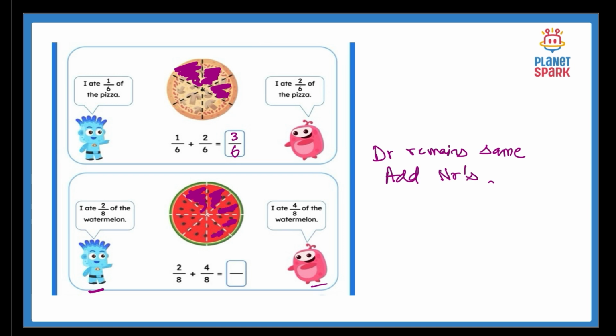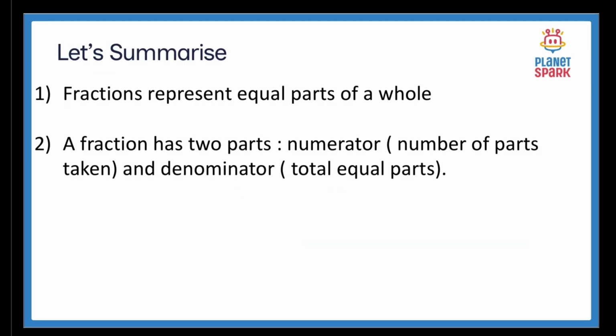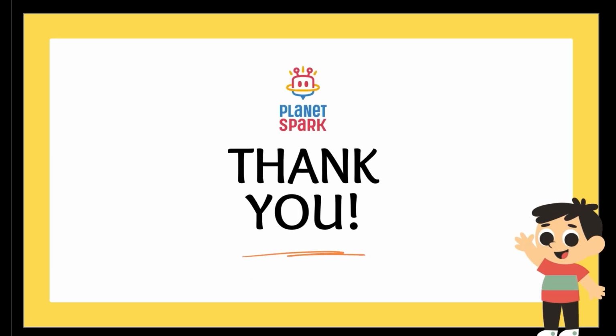Now the next one: out of 8 slices, 2 slices are eaten by the blue boy and 4 by the strawberry. So total pizza consumed is 2 plus 4, 6 by 8. 6 by 8 pizza is being consumed. 6 and 8 both come in the table of 2. Dividing, we'll get 3 by 4. So in today's video, we have done fractions. Fractions are written as numerator upon denominator.